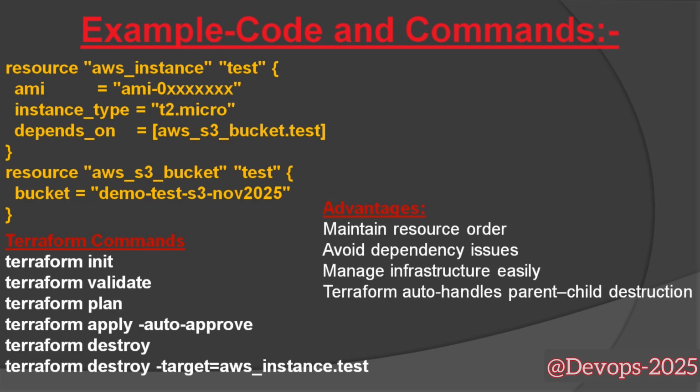Okay, so to summarize this, use depends_on when you want explicit control. It's a meta parameter applicable to any resource, not only for EC2 and S3 bucket. It helps to maintain the resource order and avoid unexpected issues, and that's how Terraform automates the dependencies efficiently and smartly.